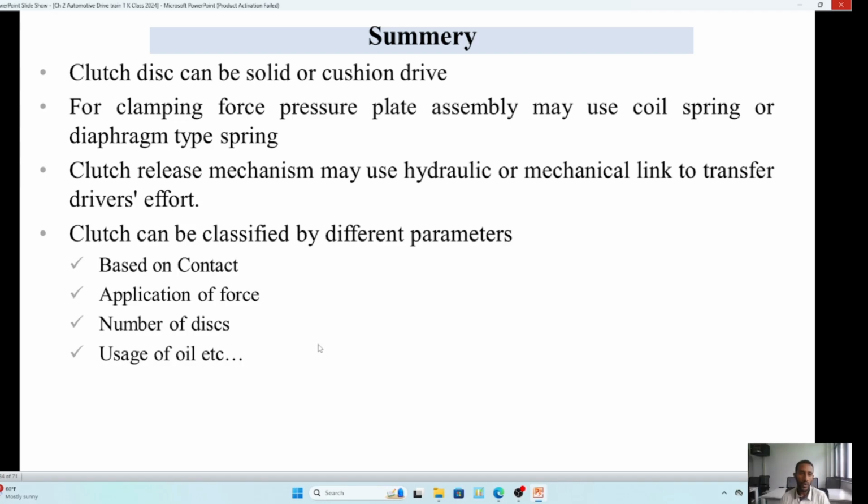When we come to the summary of this course, the clutch disc can be solid or cushion drive, and for the clamping force of the pressure plate assembly, they use some spring: for the coil spring type they use coil spring, and for the diaphragm spring type they use diaphragm spring force. And the clutch release mechanism may use hydraulic or mechanical linkage to transfer the driver's effort and to disengage the clutch system. And clutches can be classified by different parameters, like based on the contact, based on application of force, based on number of discs and usage of oil.